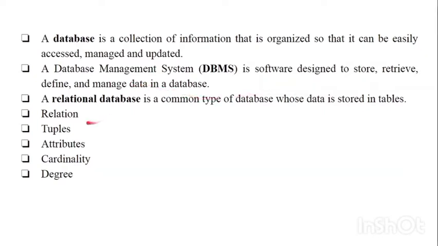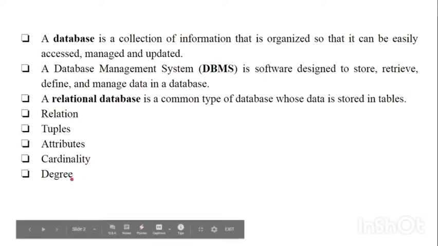First one is relation. In a relational database, the tables are called relations. Then tuples. Tuples are the records or rows in a relation, or rows in a table. Then attributes are the columns in a table or fields in a table. Then cardinality. Cardinality is the number of rows in a table, and degree is the number of columns in a table.